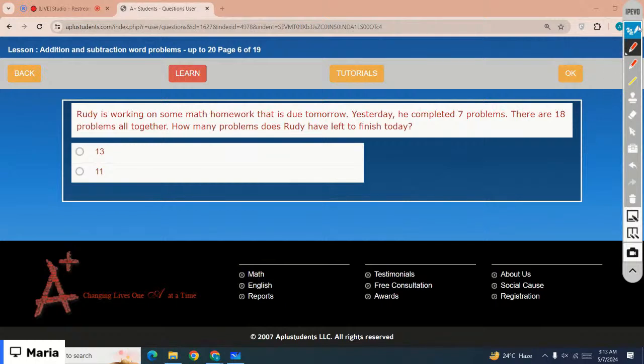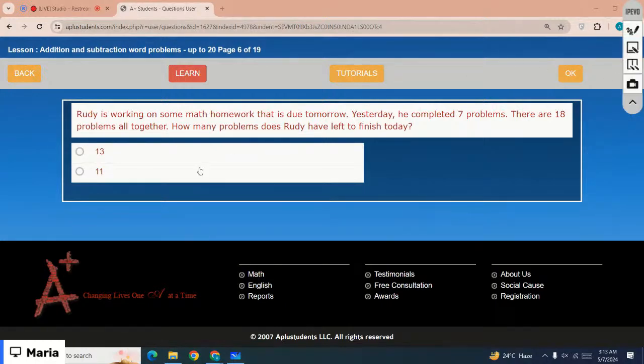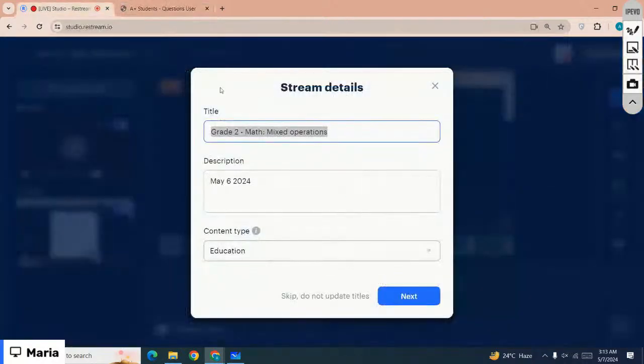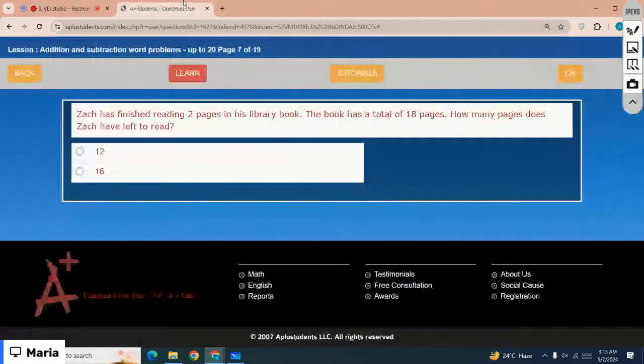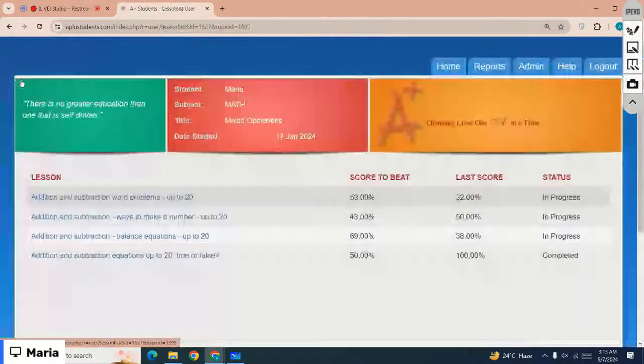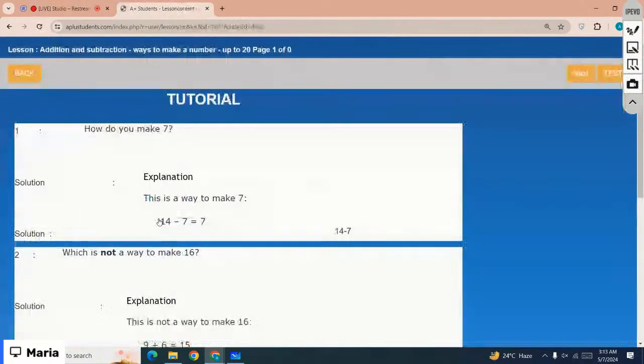That is grade 2 session. There is something wrong with the lesson name. The lesson name is already edited. I have checked twice, but the one that is showing on the live is grade 1, but we are working on grade 2 maths, right? The chapter we are working on is mixed operations. We are going to start with the next lesson, and the lesson we are on right now is addition and subtraction ways to make a number up to 20. That is the grade 2 session, not grade 1. There is some technical issue with the name.